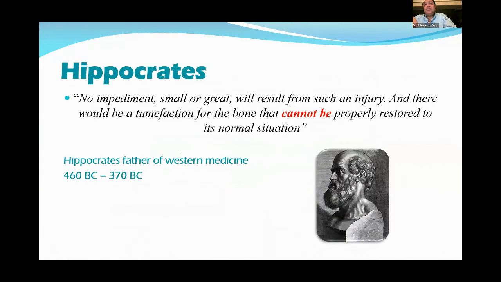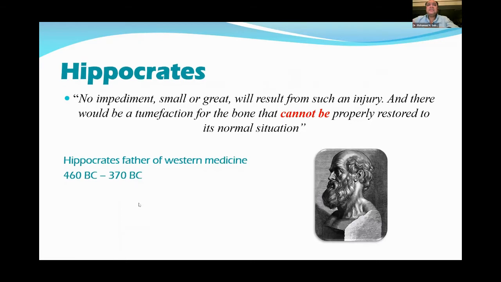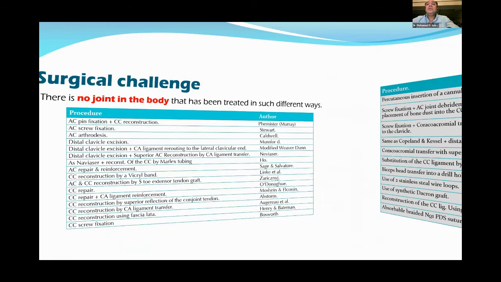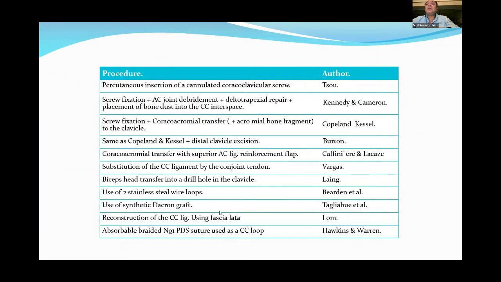Actually, the problem with the AC joints dates before Christ. When Hippocrates had his dictum, there is no impediment, small or great, will result from such an injury, and there would be a deformity or disfigurement for the bone that cannot be properly restored to its normal situation. Maybe his dictum is a bit right, as there is no joint in the body that has been treated in such different ways. All these are surgical interventions and procedures done to fix the problem of the acromioclavicular joint.